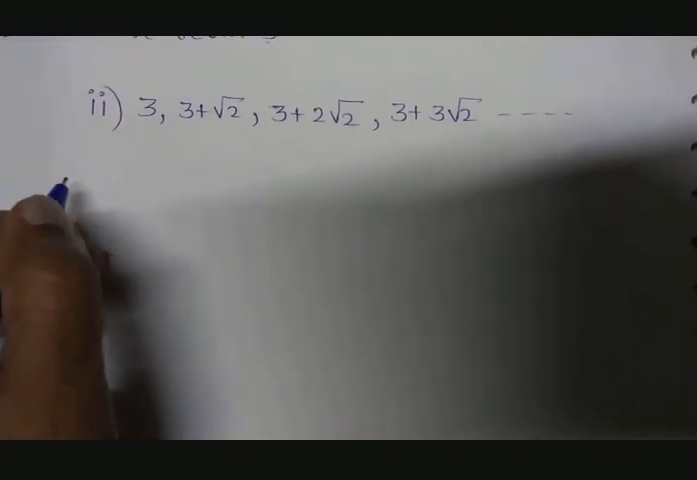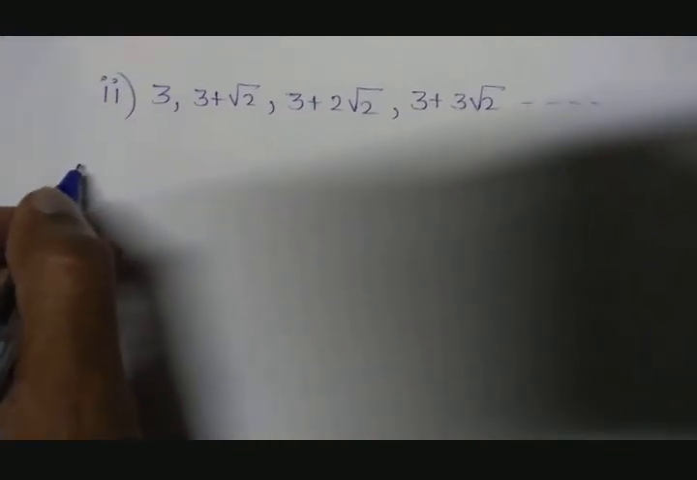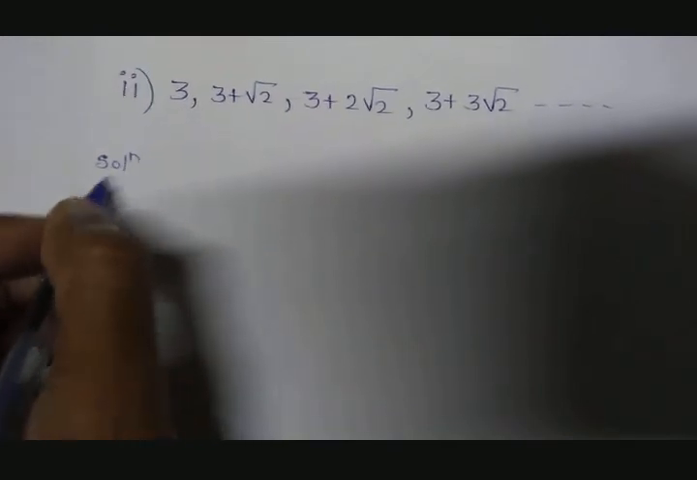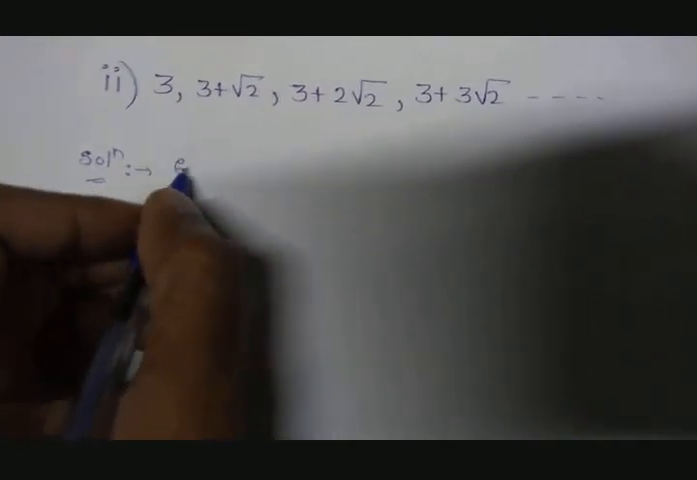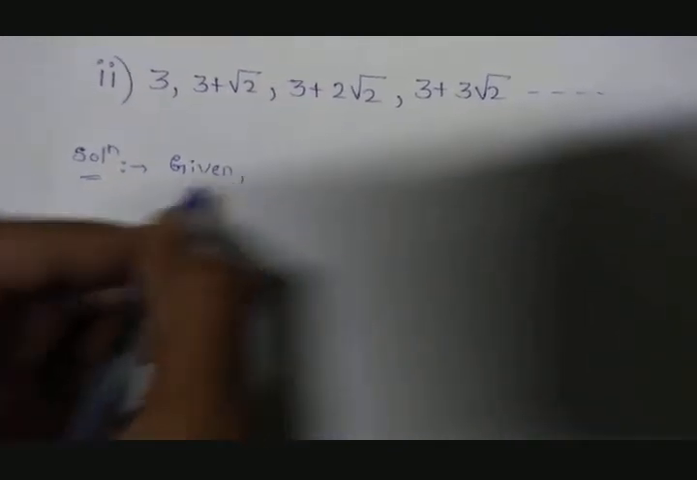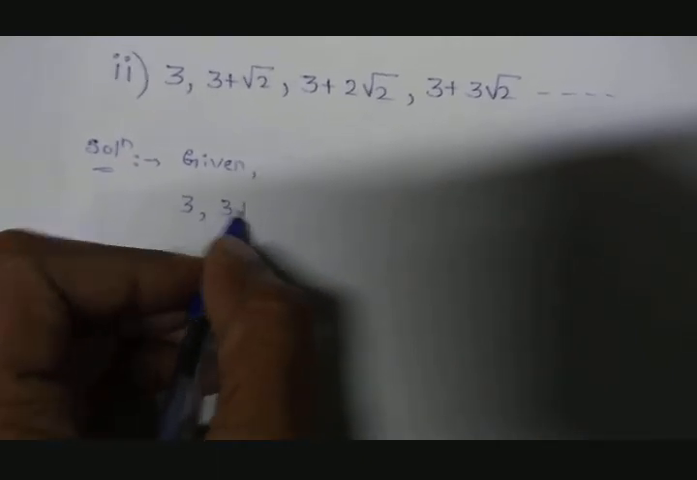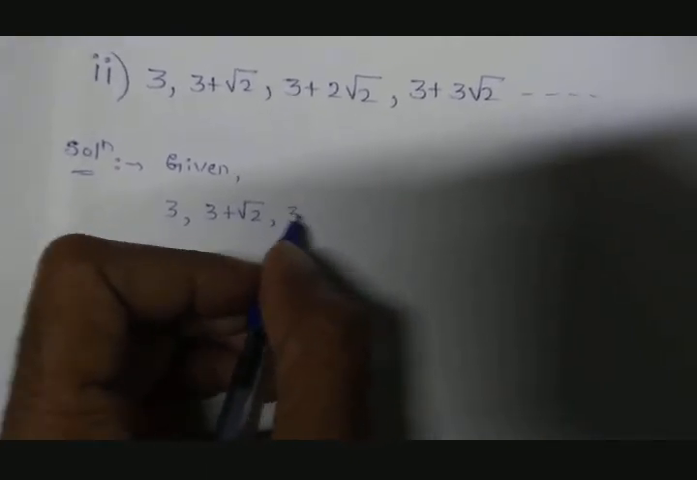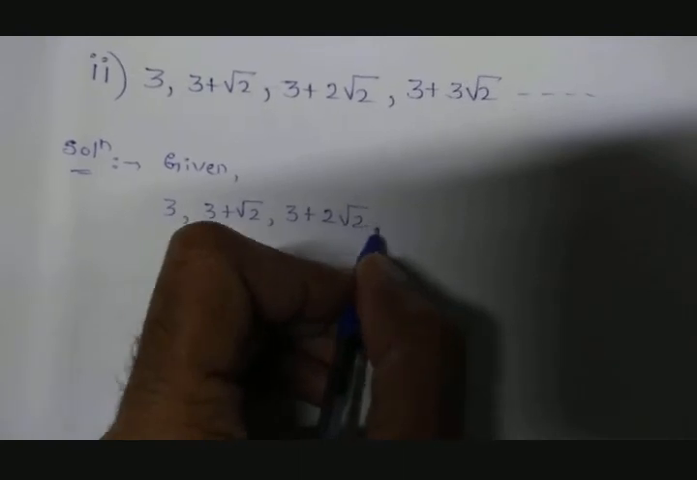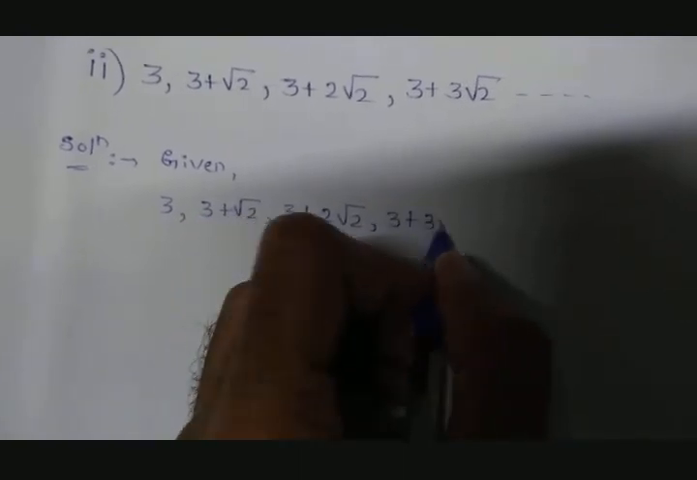So coming to the second problem, that is 3, 3 plus root 2, 3 plus 2 root 2, 3 plus 3 root 2, and so on. So we will write down whatever is given again: 3, 3 plus root 2, 3 plus 2 root 2, 3 plus 3 root 2, and so on.